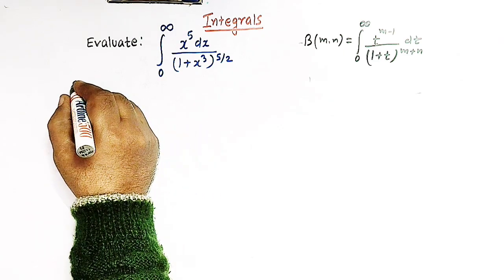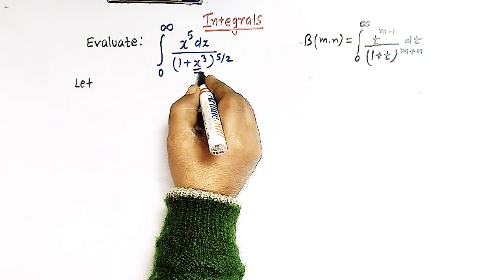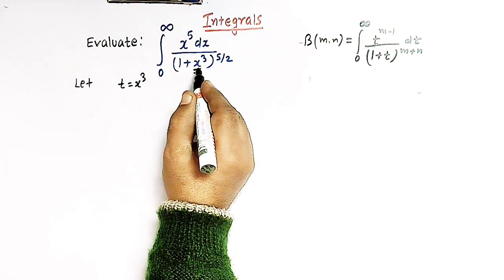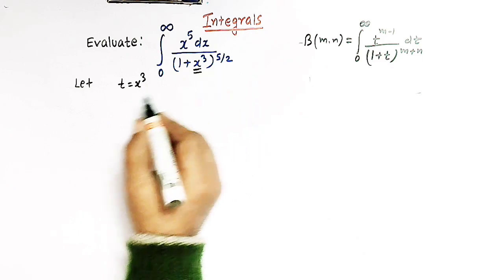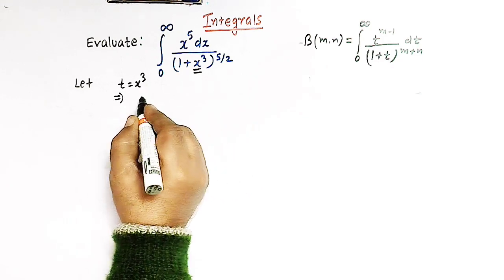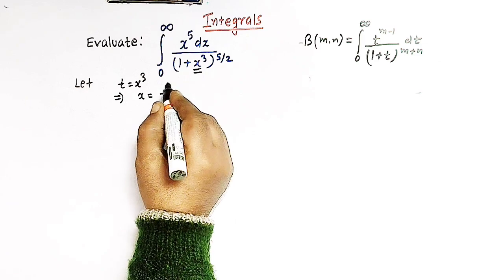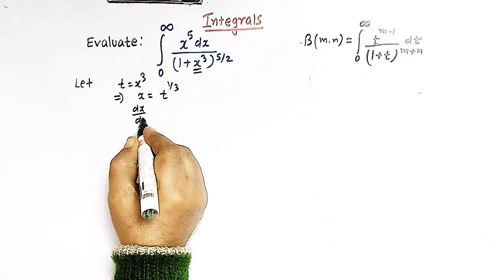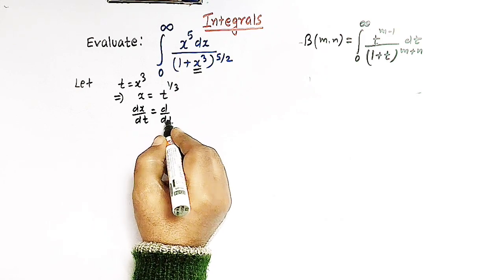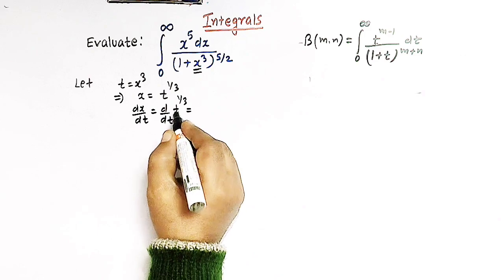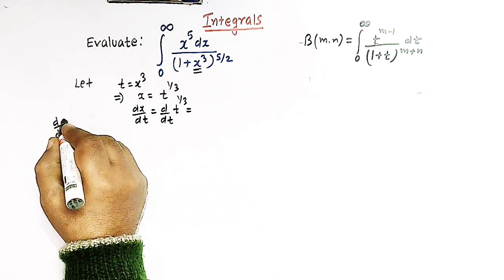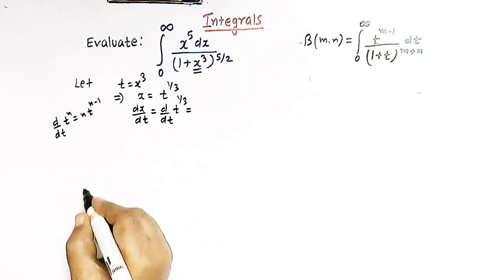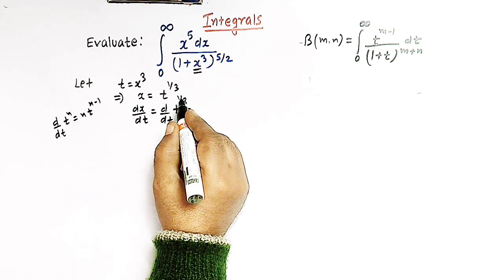So now let us first substitute t is equal to x cube, so that this term becomes (1 plus t) raised to 5 over 2. So we'll take t is equal to x cube, and this implies that x is t raised to 1 over 3. So let us differentiate x with respect to t. We have dx over dt is d by dt of t raised to 1 over 3, and making use of the power rule, we have n t raised to n minus 1. So here the value of n is 1 over 3.